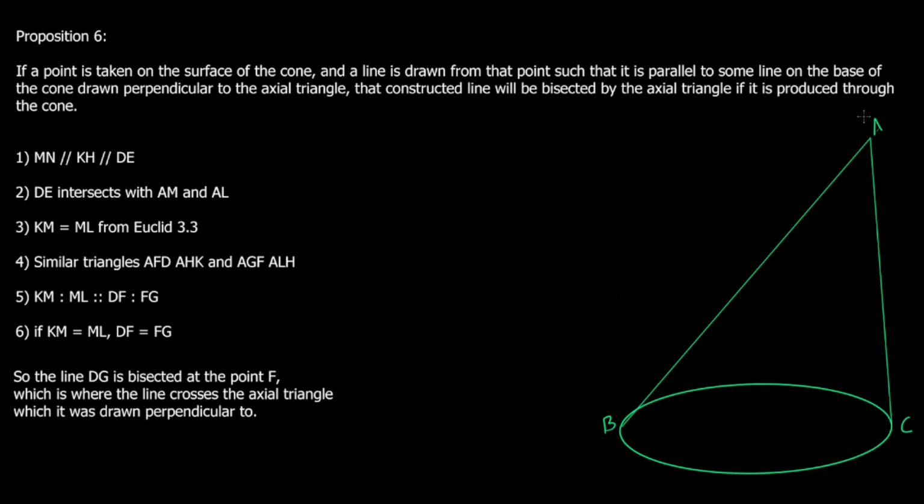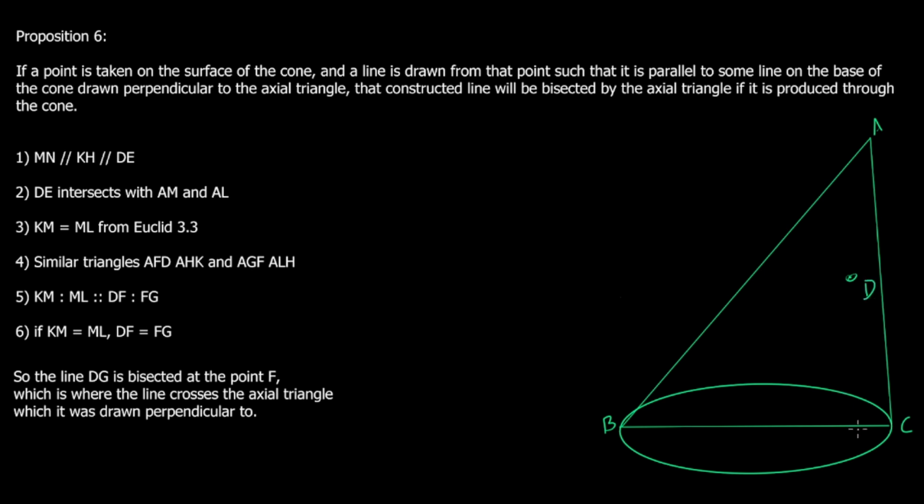We start with a cone with a vertex A and a base BC. The axial triangle I'll work with is triangle ABC for convenience, so we'll draw the line BC. We will pick any point D, which is on the surface of the cone, but not on lines AB or AC. So some point here. I'll call it D.